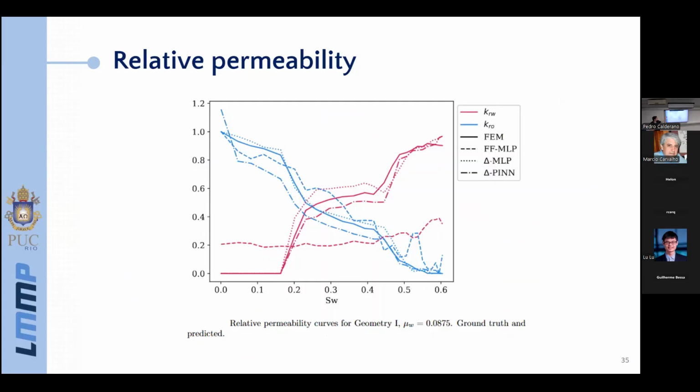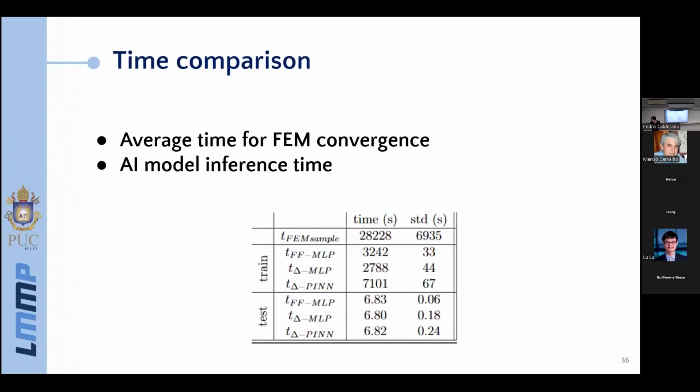Well, here I'm showing a graph of relative permeability for a specific geometry. And what's interesting here is to see the prediction of the FFMLP for the water relative permeability. And well, clearly it's a very bad solution. And this basically happens because the saturation field of the FFMLP is noisy, and the FFMLP could not compute the relative permeability.